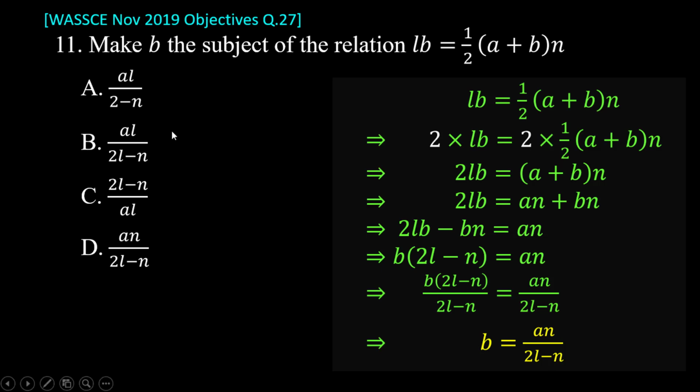Now, which of the options on your screen equals the right hand side of the final expression we have here in our solution? It's obvious. The option is D, as shown on the screen.